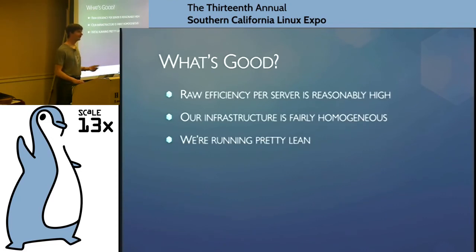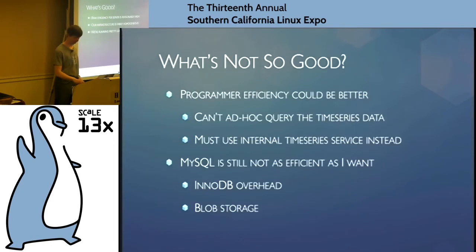So we're running lean and cheap and getting a lot of performance out of what we're doing. Not so great: we've ended up spending a bunch of programmer time on schema changes. And it's the same thing I mentioned about everybody wishing that their time series data had an ad hoc query language. Well, if you want to do ad hoc stuff, our time series database is effectively a large distributed, very dumb MySQL storage engine.